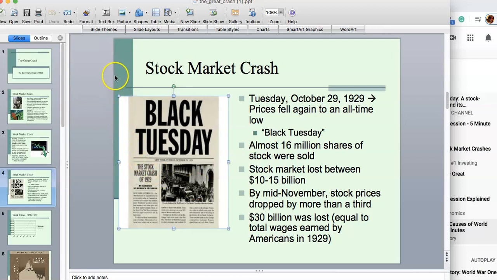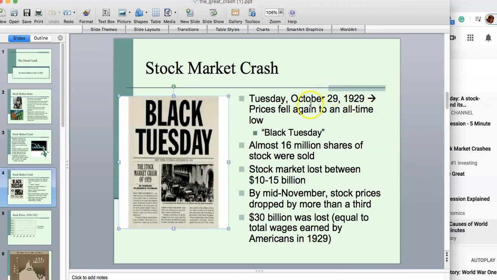So what happens with the stock market is it continues to fall and fall and fall, and by the time we get to November, your traditional price of stock had dropped by more than a third. So if your stock price right there was originally $3, now you're paying only a third of that. By the time 1929 was over, $30 billion was lost.